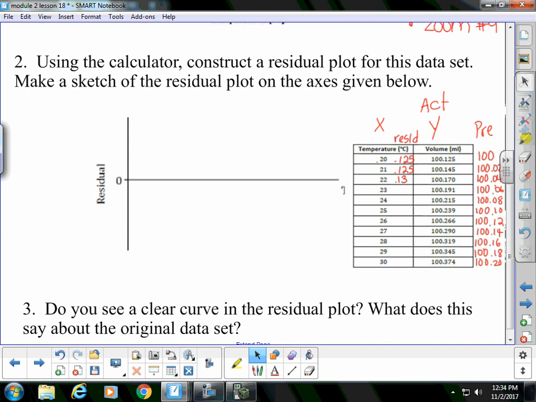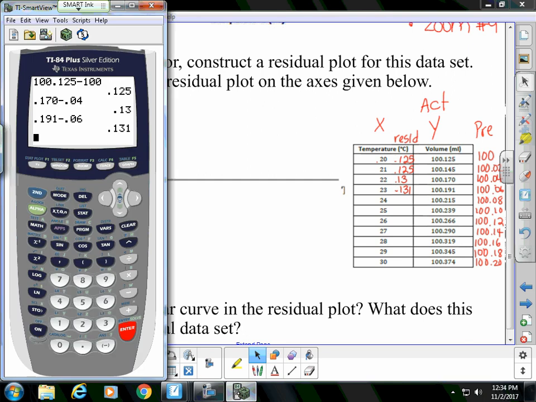Now it's 0.131. And notice all these numbers are really close. And then 0.215 minus 0.08. I'm not putting the whole number in because they all have the 100, so that's going to cancel out. So 191 minus 0.06, 0.131. Oh, I was on 215, sorry. 0.215 minus 0.08. And that one comes out to 0.135.